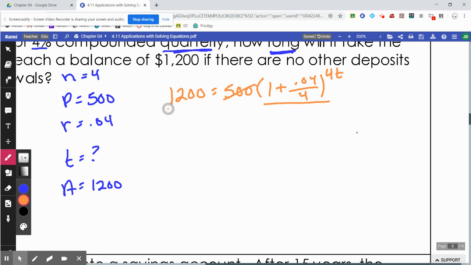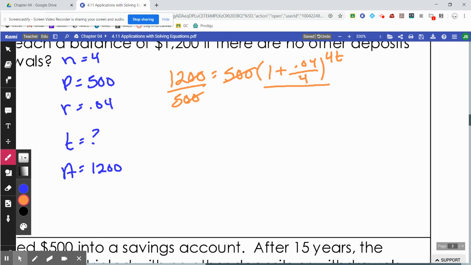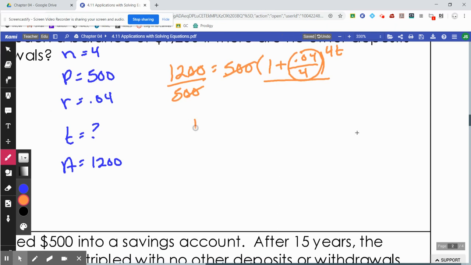So let's move our 500 over here, since it's being multiplied, divide by it. And that'd be 12/5. You could actually reduce that down. The 1 plus 0.04 divided by 4, you can divide this. That's 0.01. So you're now going to have 12/5 equals 1.01 raised to the 4t power.